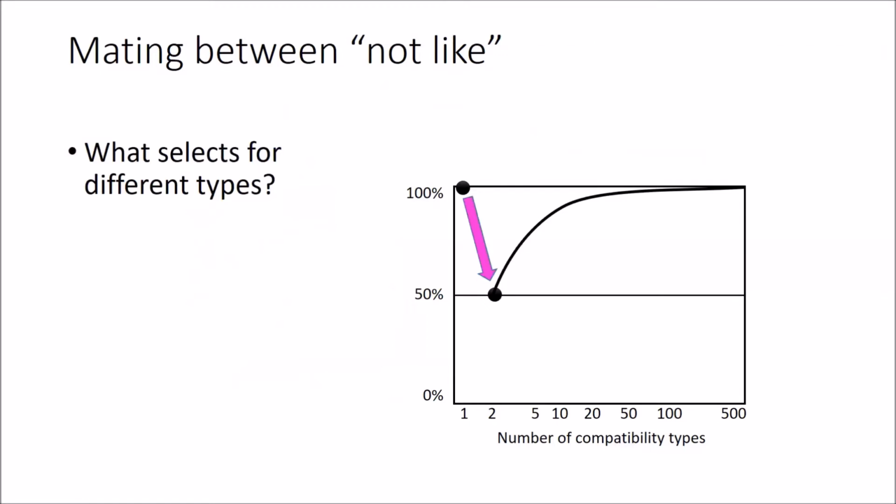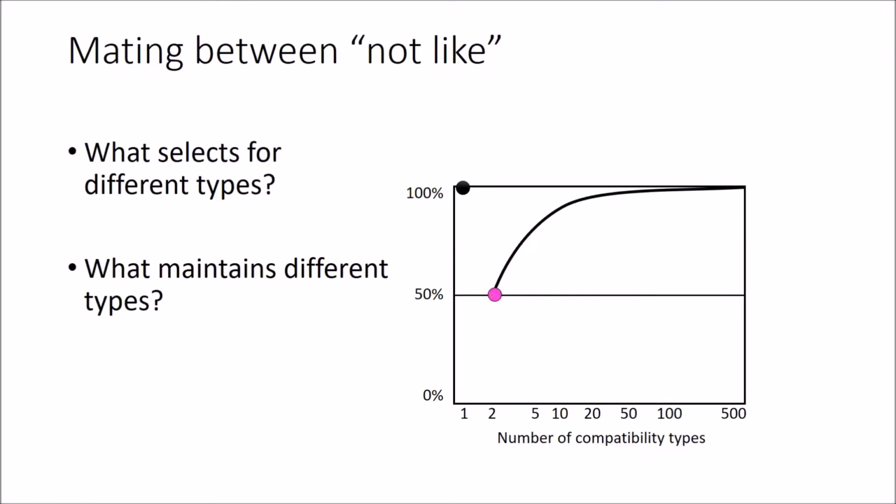The main questions that my group works on are: what selects for different types? So how do we make this transition from what we assume was the ancestral state, 0 types, to 2 types? The second question we're trying to understand is, if we have two different types, which is sort of the worst state that you can be in, what would maintain these two different types? Why do we not switch back to no types? Or why do we not go to more than two types?